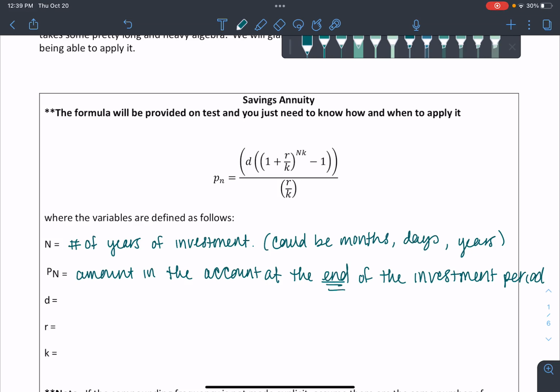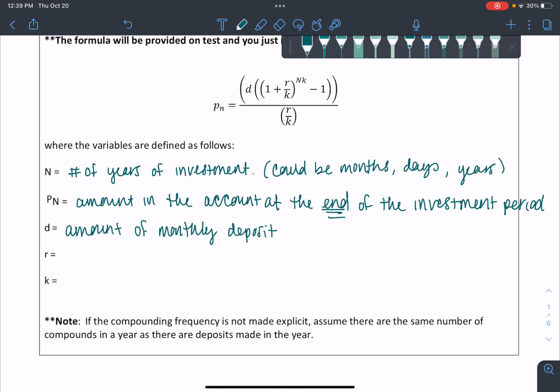Then we have D. D is the amount of monthly deposit. So if this is some sort of savings for the future, the amount that I put away every month, the amount that potentially comes out of my paycheck, the amount that I'm transferring from my bank account, whatever the amount that I'm putting in every month is going to be D, okay? R is my interest rate. So that's a thing we should be familiar with, interest rate.